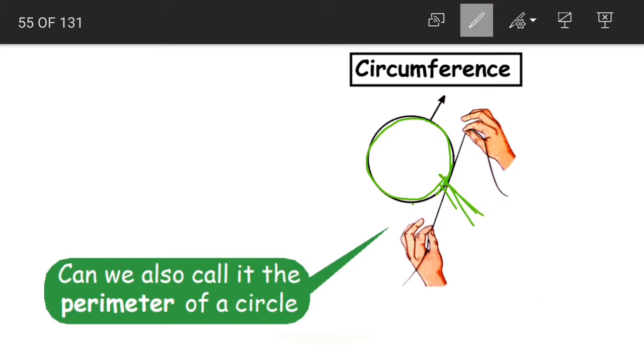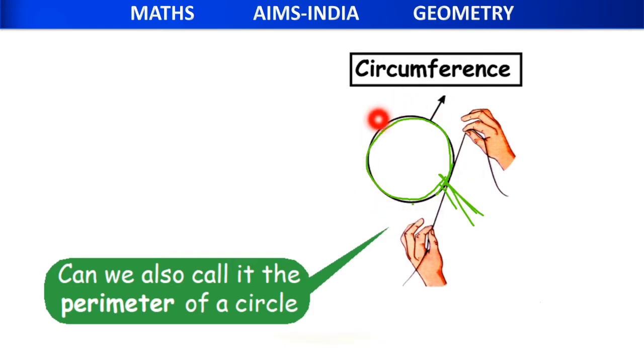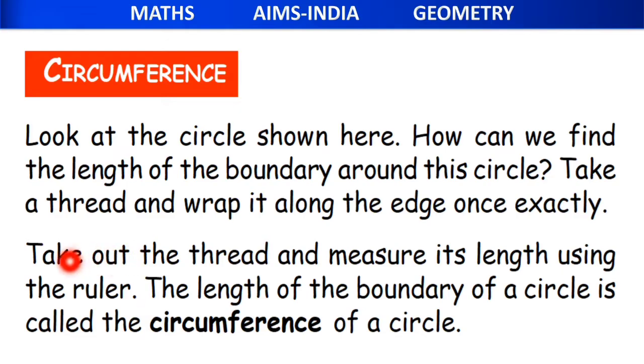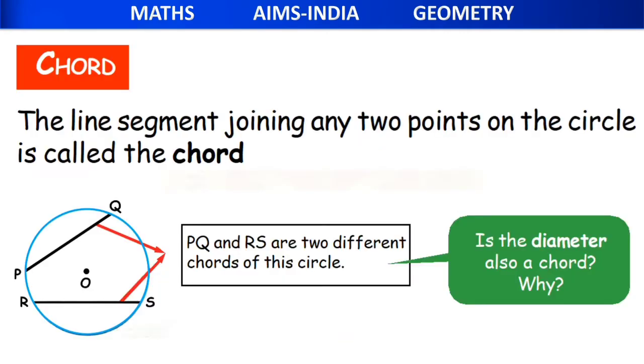Now after cutting, what will we get? We'll get a piece of thread which is equal to the length of the boundary of our circle. Now take out the thread and measure its length using the ruler. The length of the boundary of a circle is called the circumference of a circle.